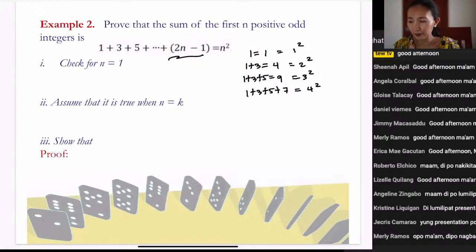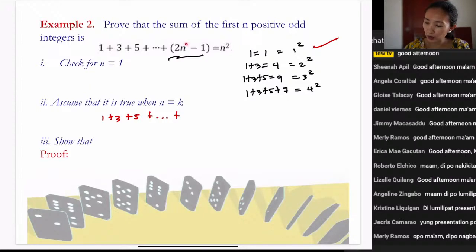So now we go back to our mathematical induction. Check for n is equal to 1. We have already done that. Check for n equal to 1, 1 equal to 1 squared. Assume that it is true when n is equal to k. So our assumption is this, that 1 plus 3 plus 5 plus, up to 2k minus 1, the sum is equal to n squared. So instead of n, k squared. This is our assumption.